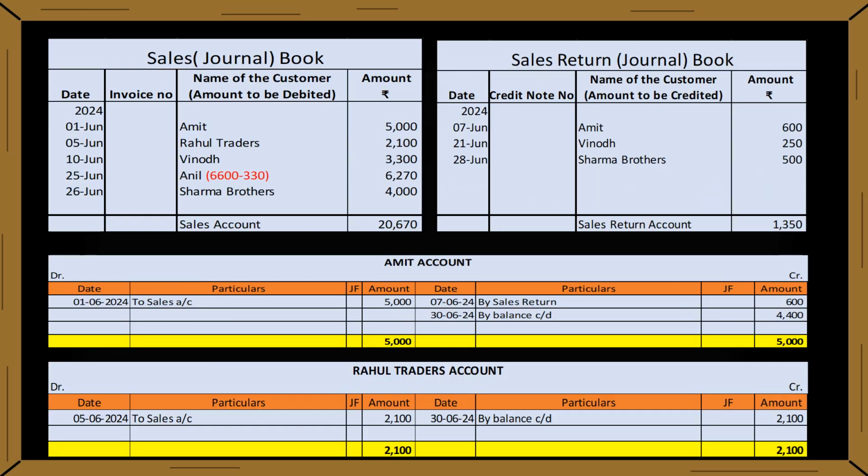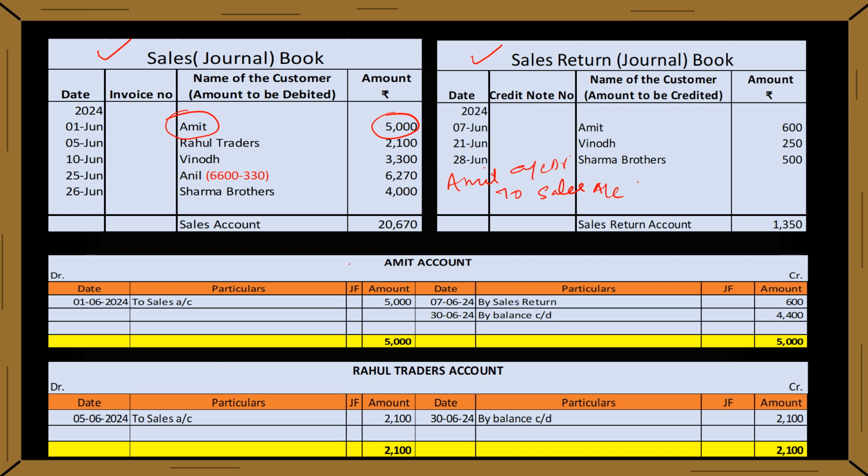The next step is to open all the remaining ledger accounts like debtors, creditors, office equipment we purchased, all those things. First, I am going to take the sales journal book and the sales return journal book and write the accounts one by one. The first account in the sales journal book is Amit, rupees 5,000. What is the journal entry for sales? The journal entry for sales is Amit account debit to sales account, right?